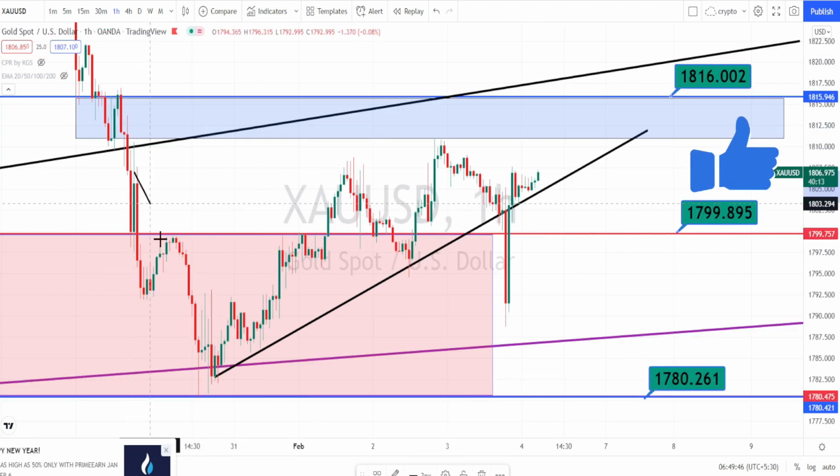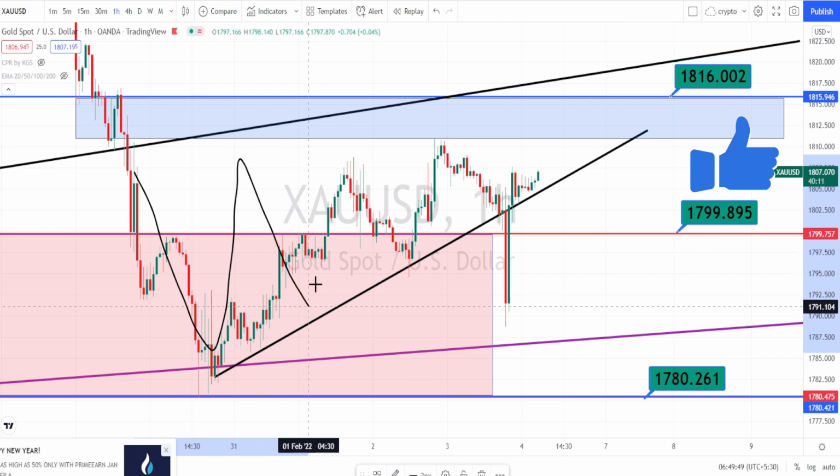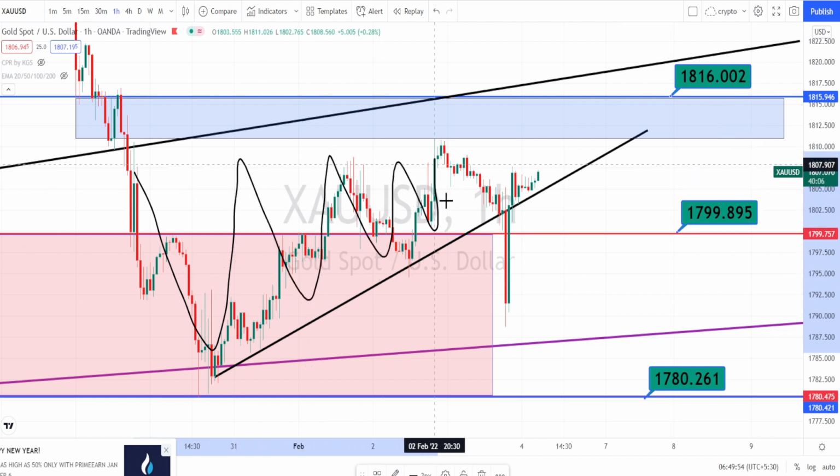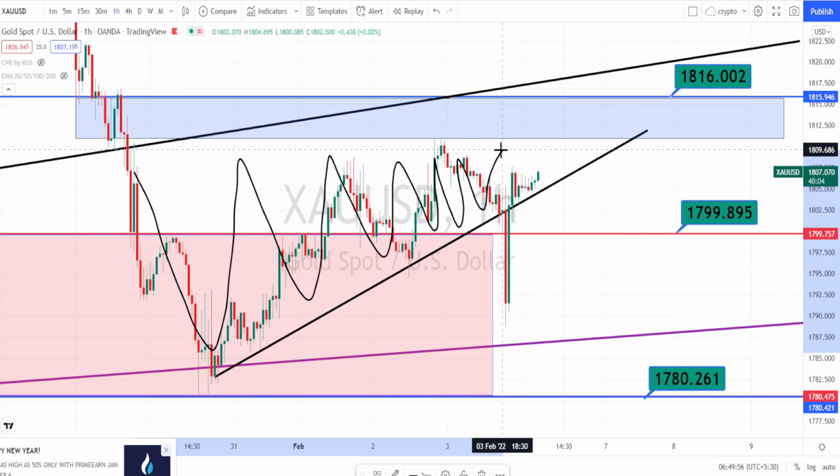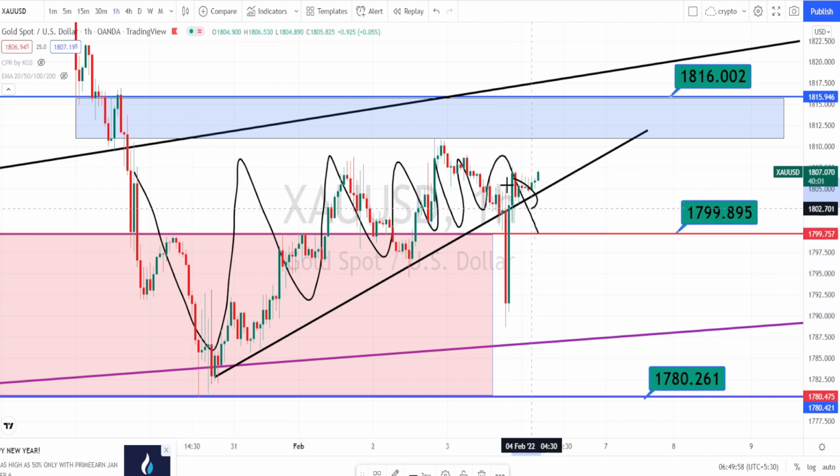You can also notice that it is forming into a very nice triangle pattern. The ranges are becoming narrower and narrower. We can soon expect a break on this trend line and a bearish trend to start.